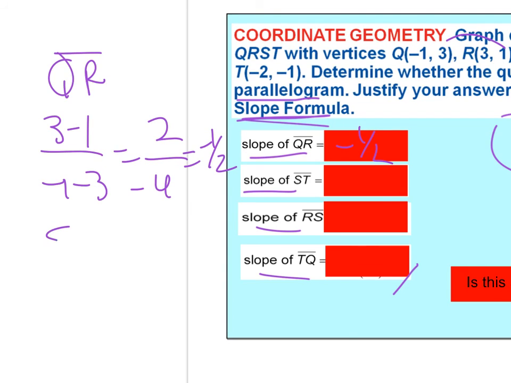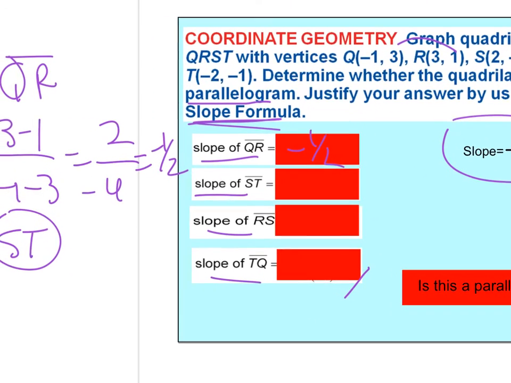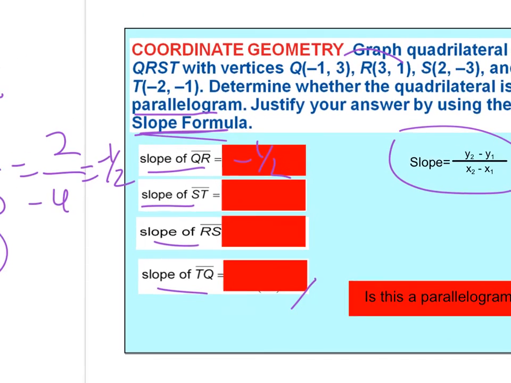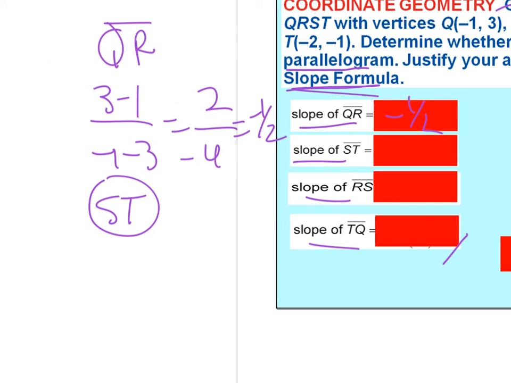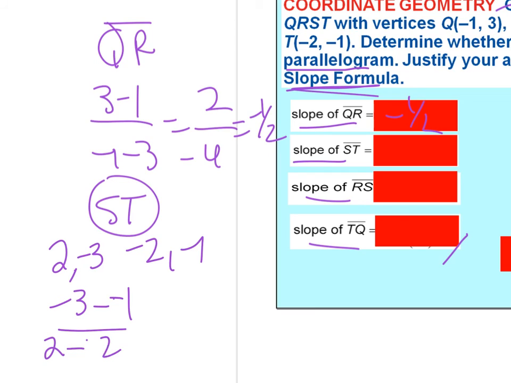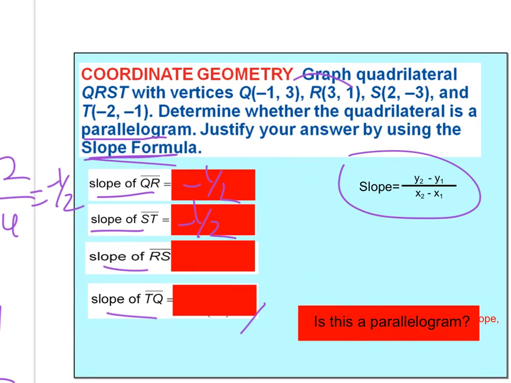All right, so if I take ST, I'm going to go negative 3 minus negative 1 over 2 minus negative 2. So that's going to give me negative 2 over 4. So that'll be negative 1/2. So we know those two are parallel, which means we're on a good start here.